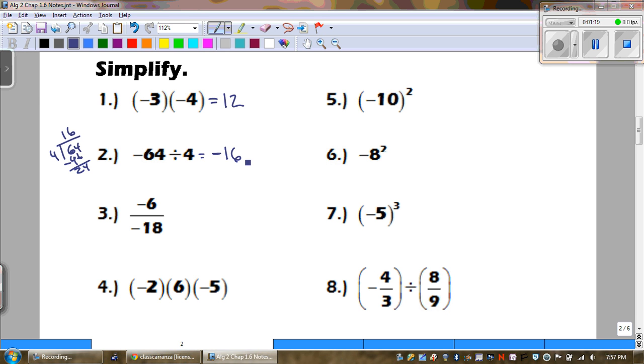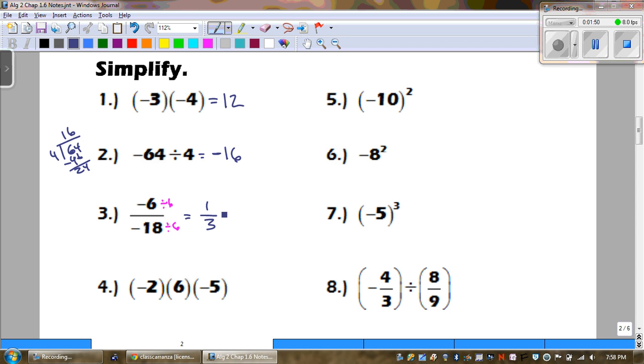Number 3. Can we reduce that? Yes, we can. What goes into both 6 and 18? 6 does, guys. So I'm going to divide the top and the bottom by 6. Now we've got two negatives, so two negatives make a positive. 6 divided by 6 is 1, and 18 divided by 6 is 3. So we get positive 1/3.